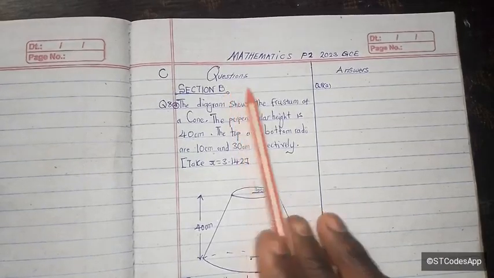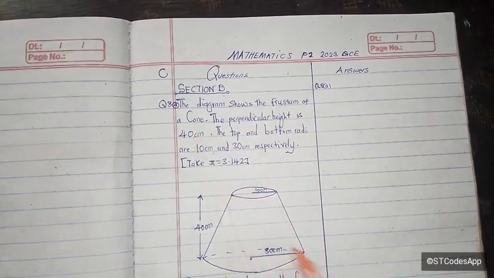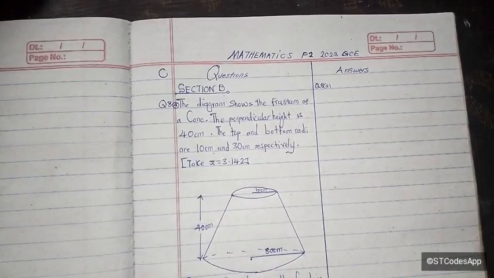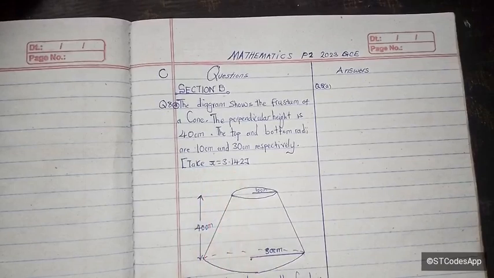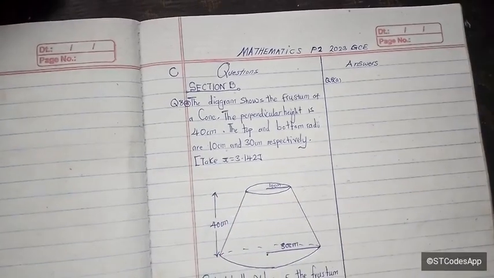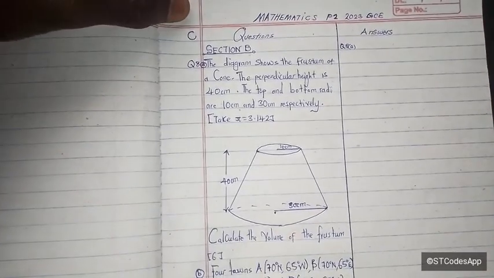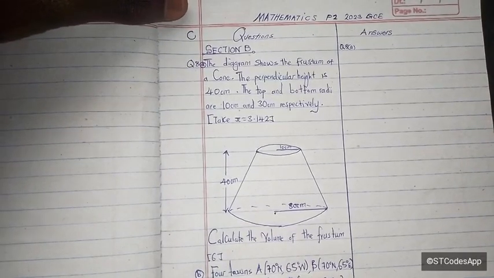We have the questions here and I'm going to write the answers here. The first one, question 8A, says the diagram shows the frustum of a cone. The perpendicular height is 40 centimeters. The top and bottom radii are 10 centimeters and 30 centimeters respectively. Take pi as 3.142. The diagram is like this. Specifically, the question says calculate the volume of the frustum, 6 marks.